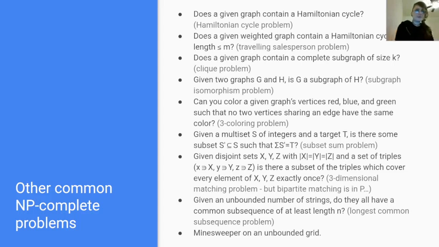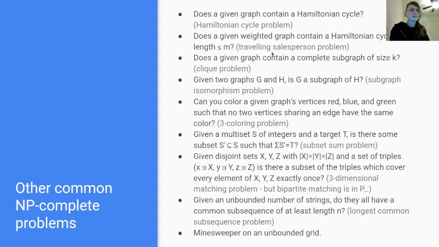Third problem. Does a given graph contain a complete subgraph of size k? It's the clique problem. So you've got a little star-shaped corner of your graph where all the vertices are connected to each other. And just figuring that out, if you're just given a list of vertices and their edges, right? And it's not all laid out prettily on the page where you can see the nice star pattern.